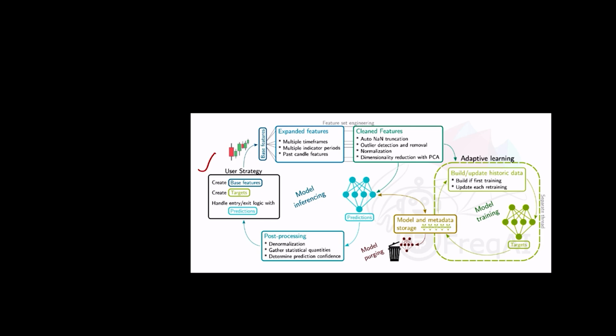Base features, target, predictions. Then it goes to the expanded features. Then comes the part of feature set engineering, which contains the clean features. Then it goes to the adaptive learning. Then again, the model trains and makes predictions. Then the predictions go to the post processing, and then again it becomes a loop. So let's understand all of these one by one, right? And let's start from the basics, which is machine learning.